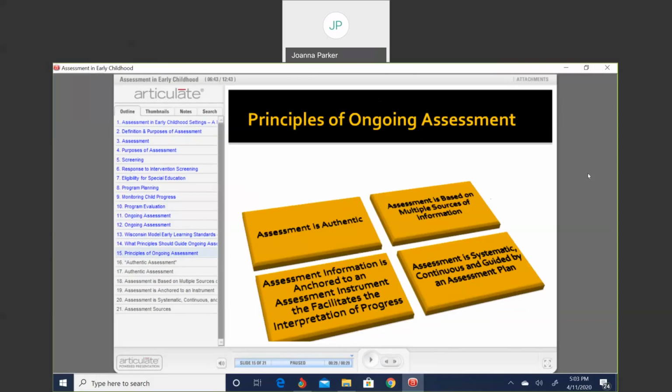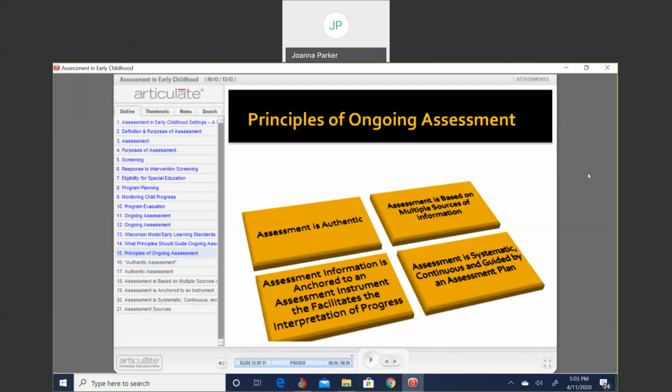That's really the ideal. If you're not able to do that, use multiple ways to document and really have a portfolio approach where you are gathering all of those different pieces of information, whether it's an anecdotal note, a work sample, a photo, a video, a developmental checklist, and having those all in one place to really tell the story of that child's development over time.